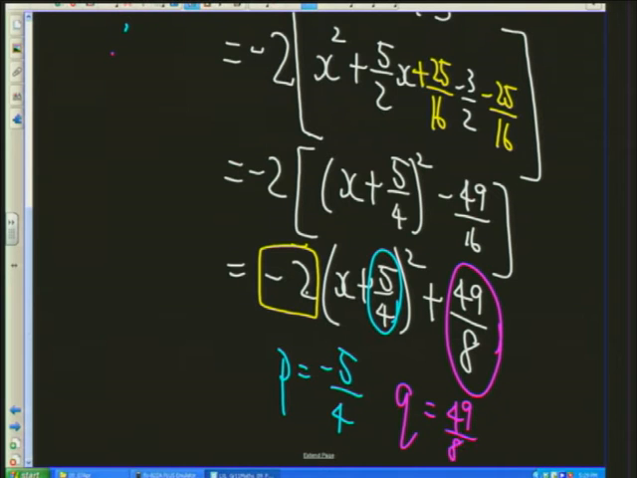49/8. So if I was sketching my parabola, I would know that at negative 5/4 I'm going to get, which is negative 4 1/4. So it's 1, 2, 3, 4. So it's negative 4 1/4. So it's about there. And then I'm going to go up to 49/8, which is just over 6 1/8. So it's going to go up there. 1, 2, 3, 4, 5, 6 1/8. So my turning point is actually going to be up there.